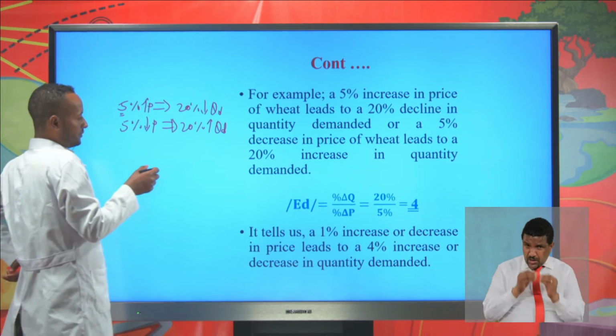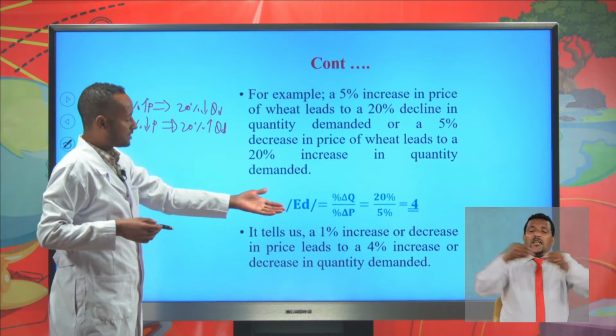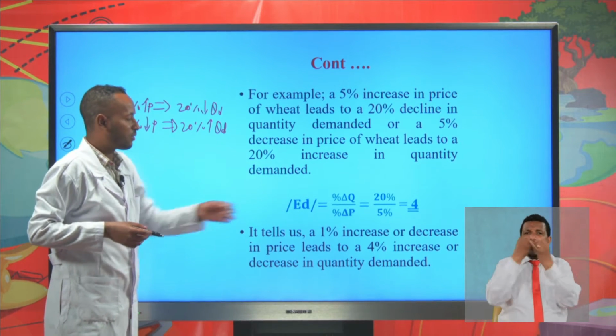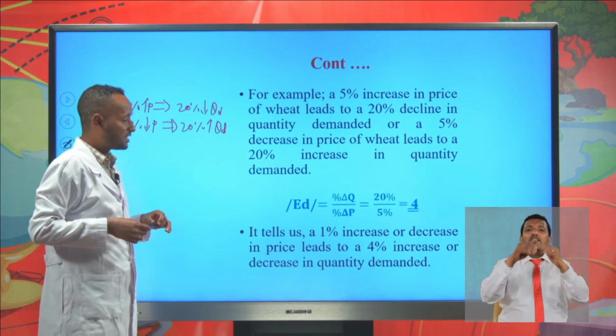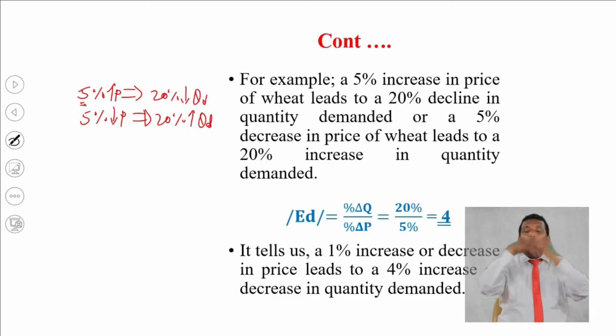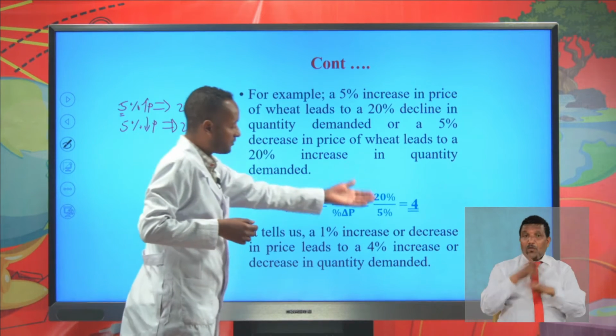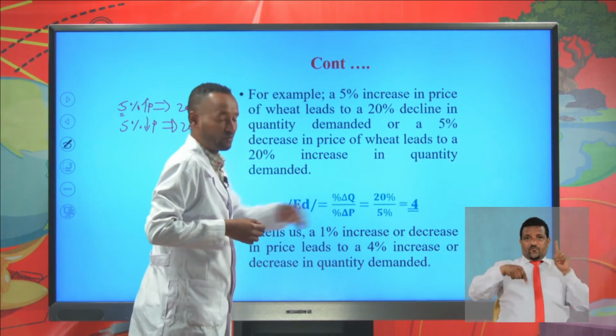Mathematically, the price elasticity of demand is calculated by dividing the percentage change in quantity demanded by the percentage change in price. Here, the percentage change in quantity demanded is a 20% increase or decrease, caused by a 5% increase or decrease in the price of a commodity. And when we cancel percent for percent, 20 for 5, we are left with 4.